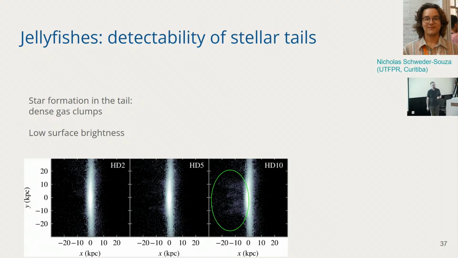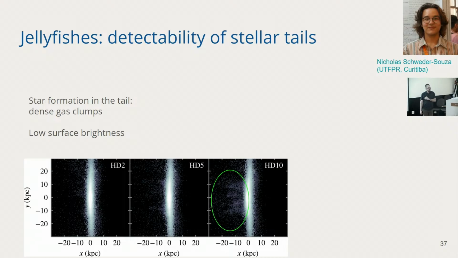And star formation in the tails of jellyfish galaxies is particularly interesting because this is one of the very rare occasions in the universe where you have star formation outside of a galaxy, right? So, I mean, stars outside of a galaxy are not unusual. This is what intracluster light is. But in the case of intracluster light, it is understood that these are stars that were already formed within galaxies and then were stripped by normal tidal and gravitational interactions.